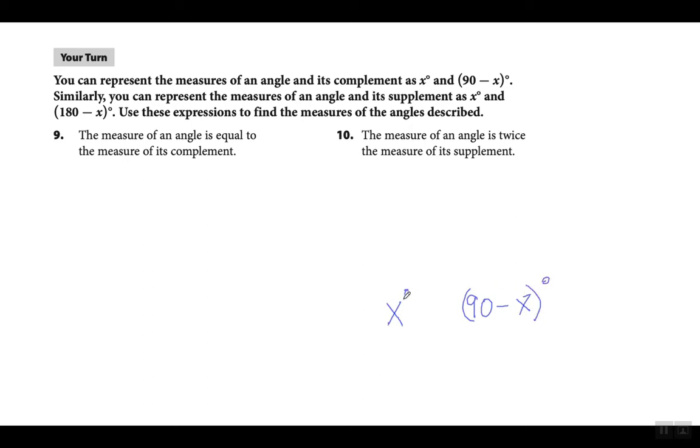I'll say it again. This is an angle. You don't know what it is. Its complement: complementary angles are two angles that add up to 90 degrees. So the complement of this angle would have to be 90 minus x. I'll give you an example. If this angle happens to be 20, I'm just making this up, that means its complement would be 70 degrees. Or 90 minus 20, which gives you 70 degrees.